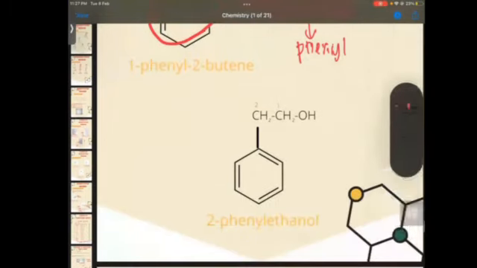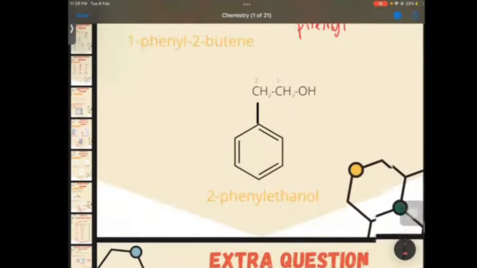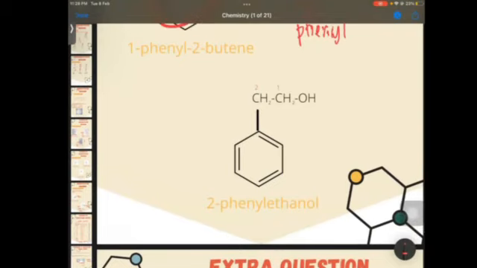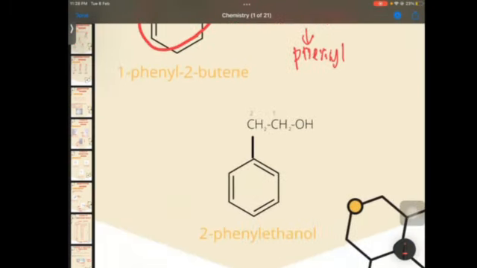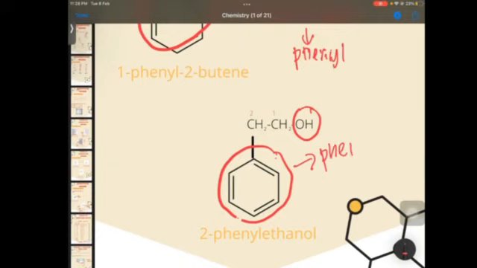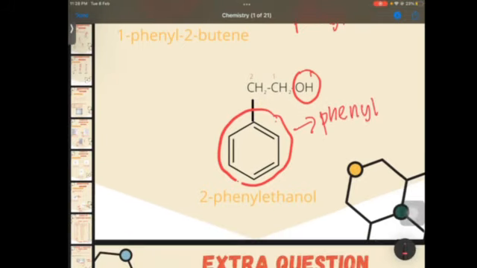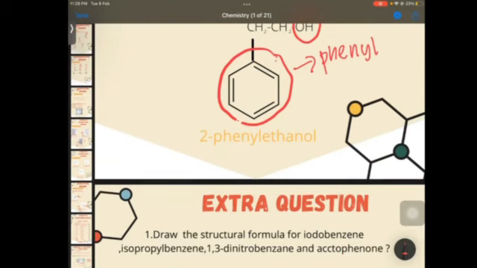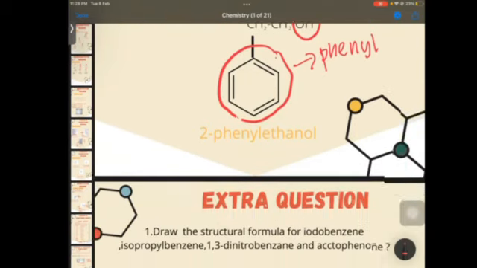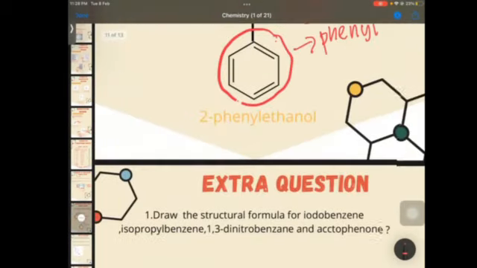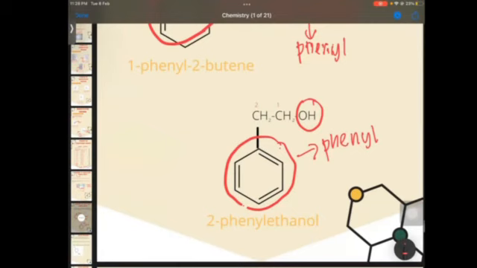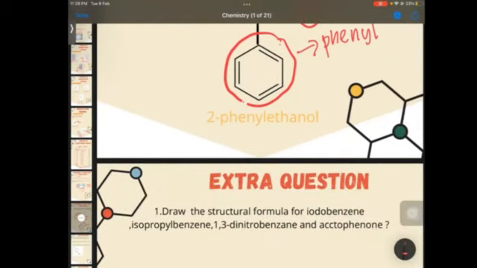The last one is, bila ada functional group macam tadi, ada OH kat sini, benzene ring akan terus menjadi substituent dan dia akan bertukar nama menjadi phenyl. So, it will be 2-phenylethanol. So, that's all for this part. So, this is the extra question that you should answer. I hope you guys understand what I explained about this part, and thank you guys.